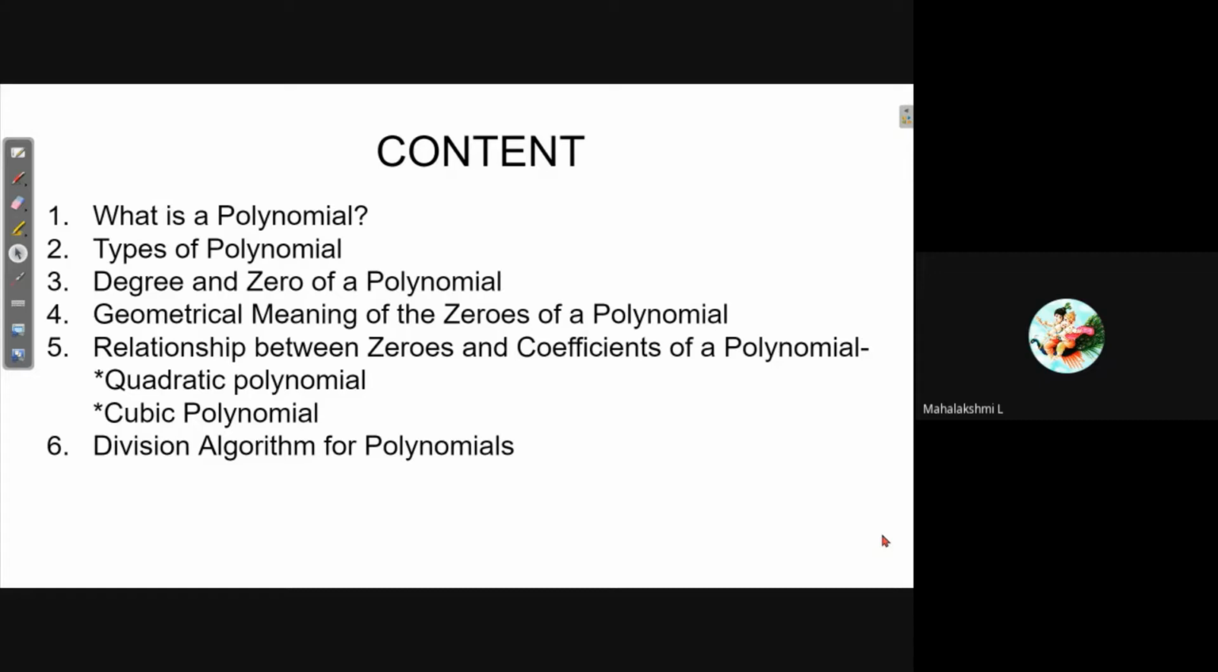I also wanted to mention one more thing. Most probably, I guess you don't have the relation between zeros and coefficients for cubic polynomial, but for the safer side, let's learn both of them.